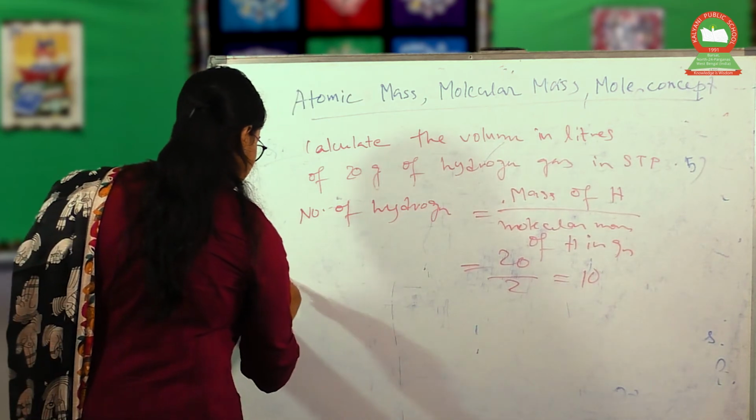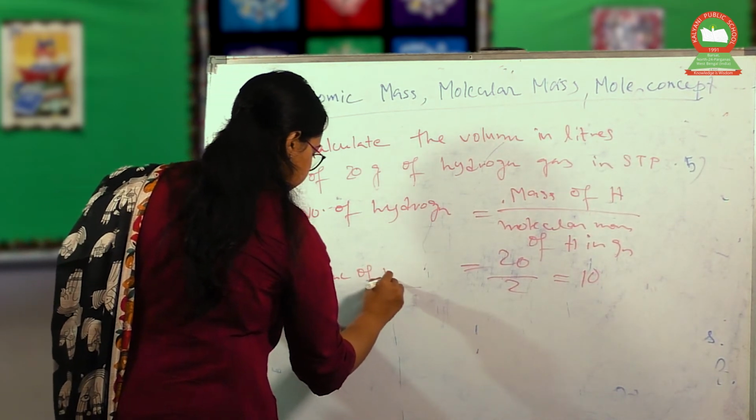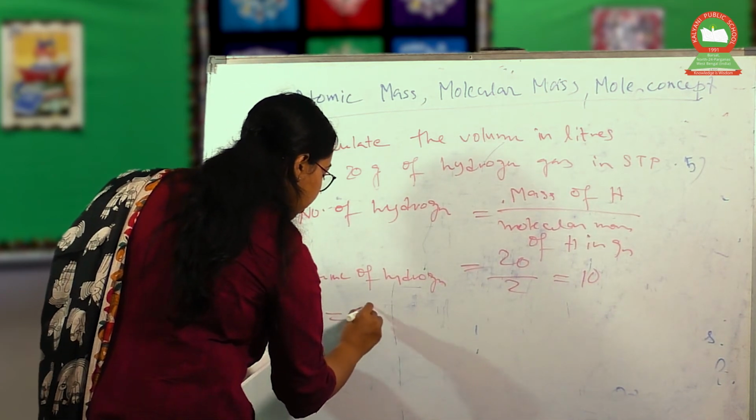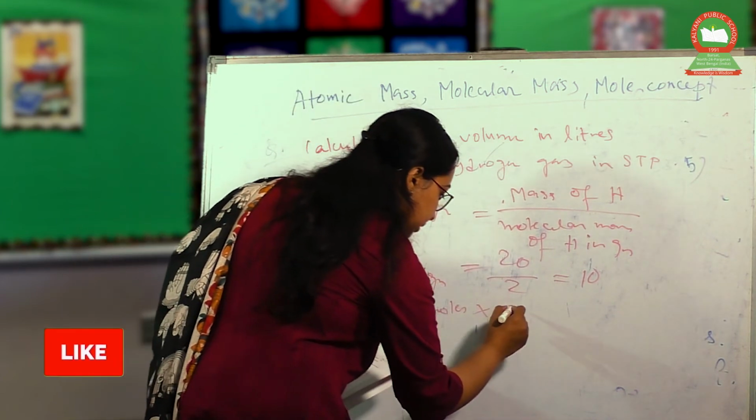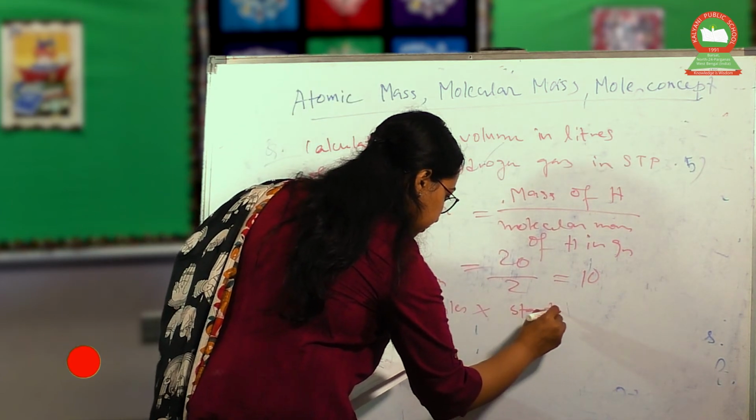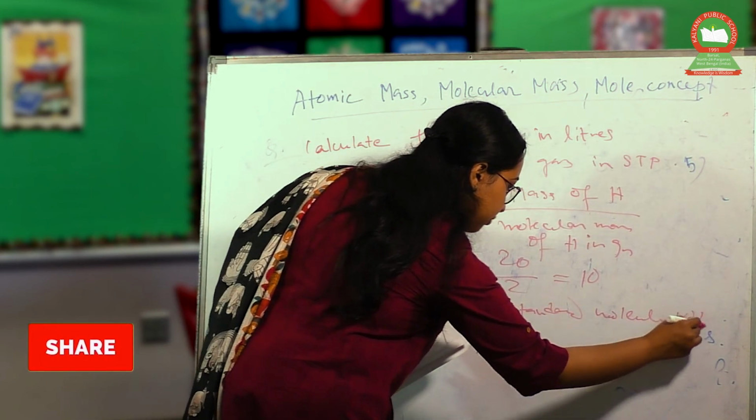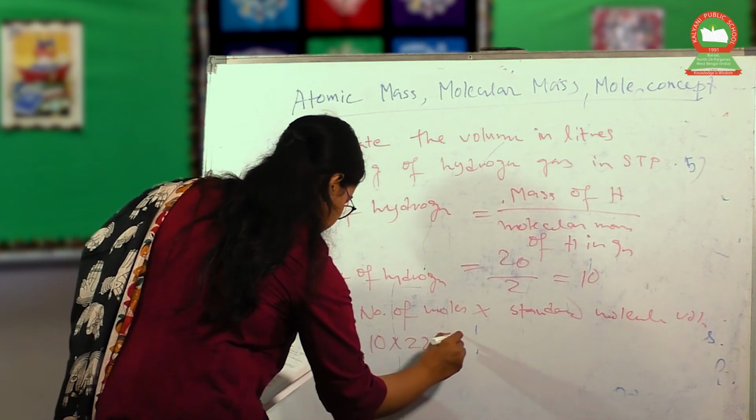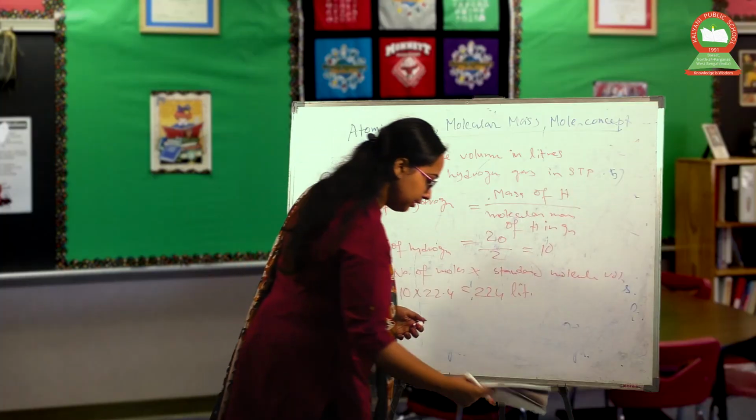So ultimately, the volume of hydrogen will be equal to the number of moles into the standard molar volume. So ultimately it will be equal to 10 into 22.4 liter, which is 224 liters. Okay sir? Fine.